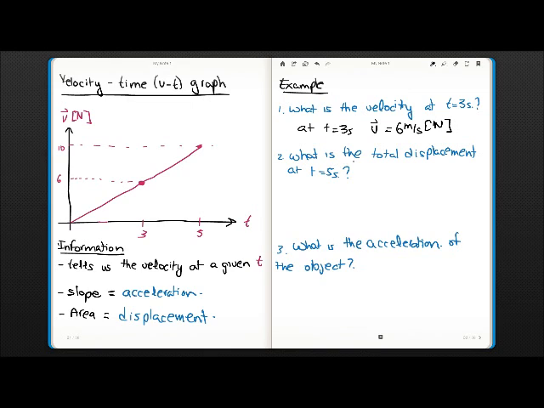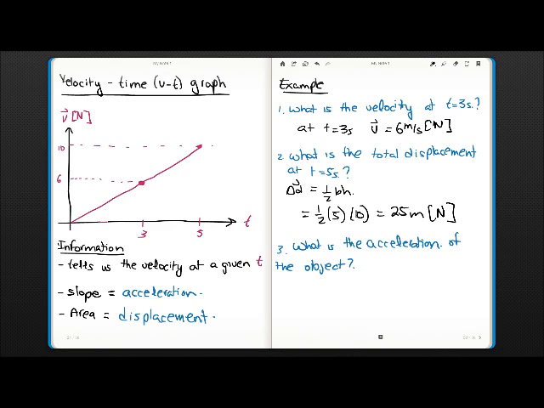And the second question is, what is the total displacement at t equals 5 seconds? So like I said, the area underneath the curve tells us displacement. Therefore, the displacement would be delta D equals pretty much the area of the triangle, which is 1/2 base times height. So 1/2 base is 5 times height, which is 10, and that gives us 25 meters. And again, with the notation, which will be north, since it's above 0, it's positive.